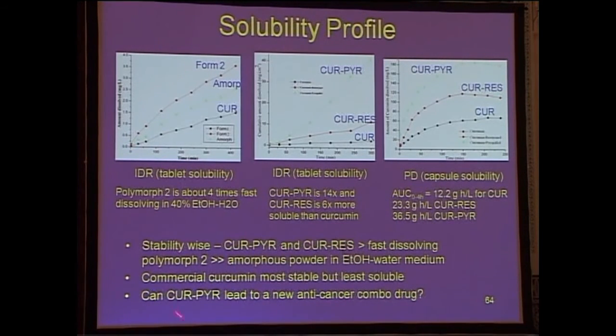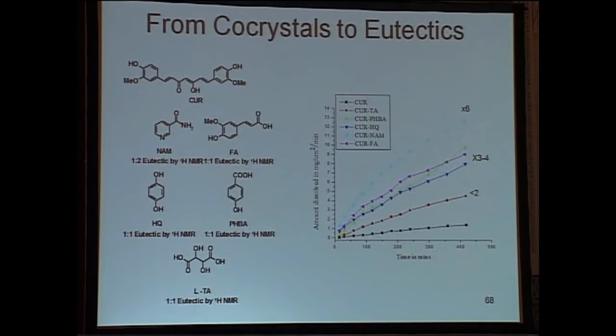And so the next idea was to look for other partners which would perhaps give us greater enhancement in solubility. And this is where we came across somewhat of a surprise, and that becomes the basis of today's discussion as well. So then our idea was to look at other coformers such as nicotinamide, ferulic acid. These are again compatible biomolecules, hydroquinone, para-hydroxybenzoic acid. And as you can see, again we got solubility enhancement anywhere between 6 times to 10 times to 3 times.